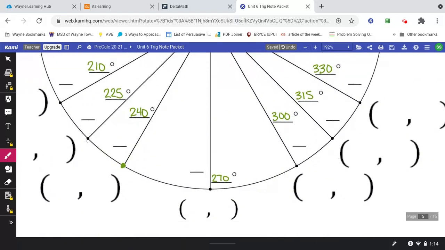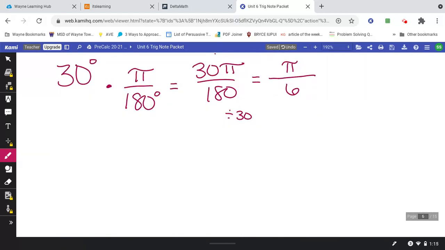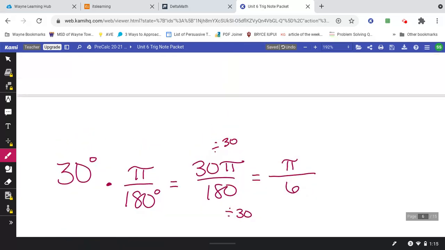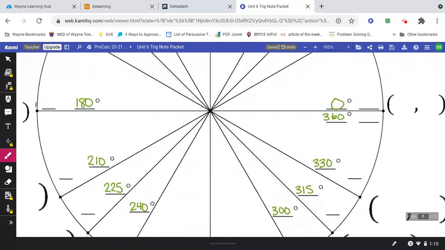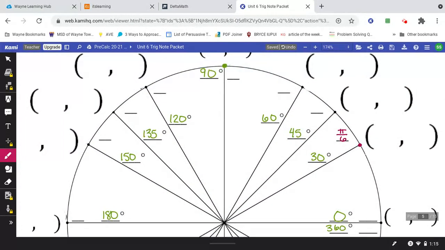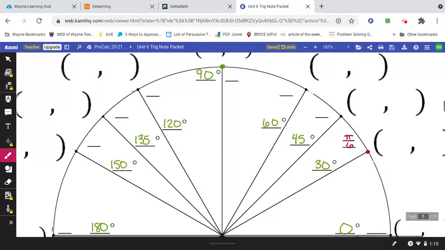Now, what we would normally do is do that for every single number around the unit circle. Right? But since we've already done that last semester, since we had that practice, I'm just going to fill these in with you. But know that that's how we're getting those numbers. So 45 degrees corresponds to pi over 4 radians. That's that point right there. 60 degrees is pi over 3. 90 degrees is pi over 2.